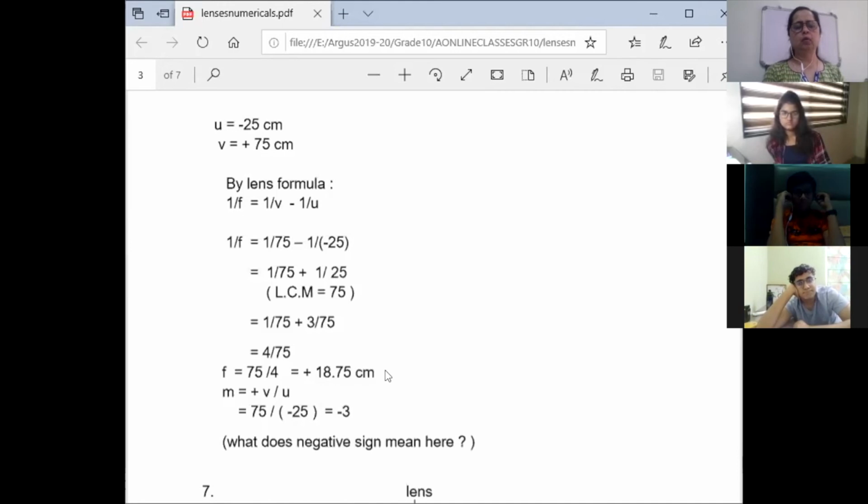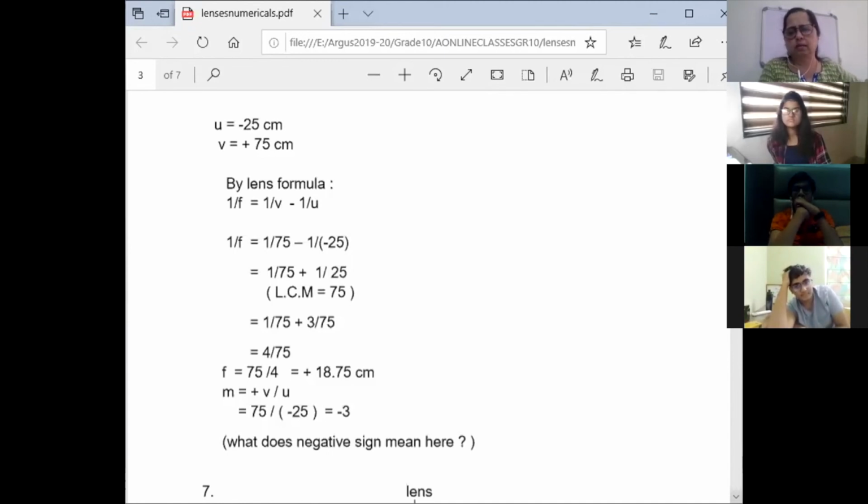Now, magnification. Yes, 1 minute, wait. Magnification equals V upon U. So, 75 upon negative 25, minus 3. Now, my question over here is, what is the meaning of the negative sign here? Who will tell me what negative sign means over here? Real image. Very good, very intelligent. So magnification is negative. That means it is giving you a real image.